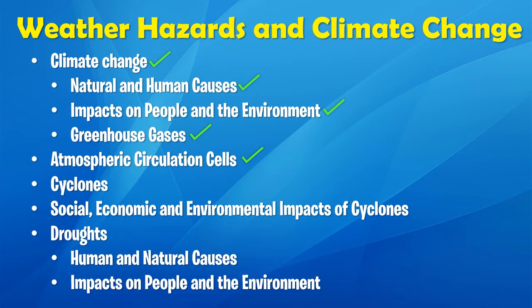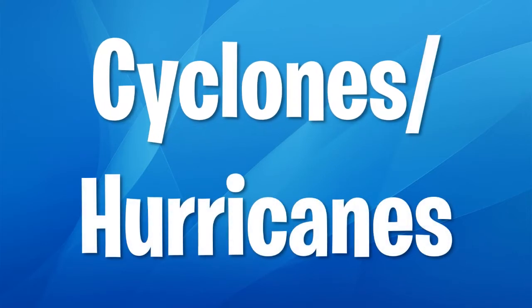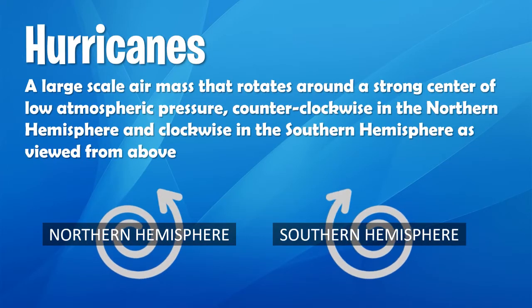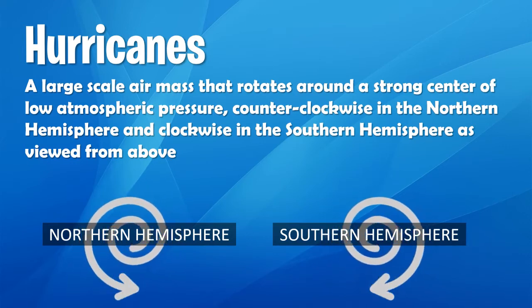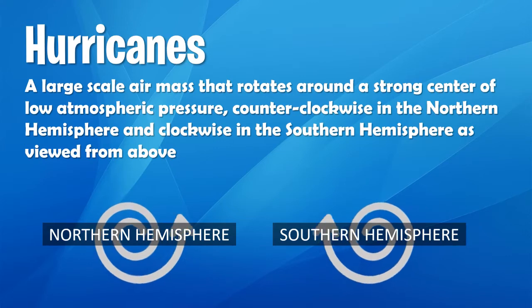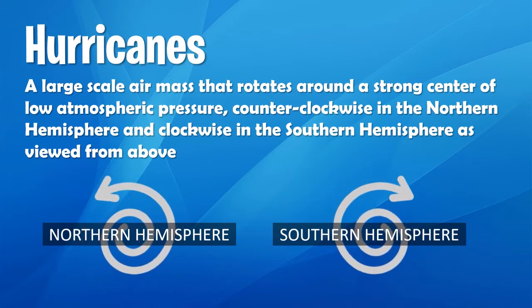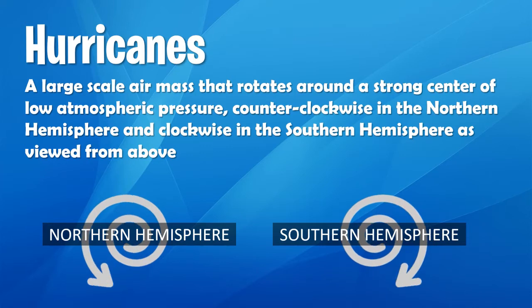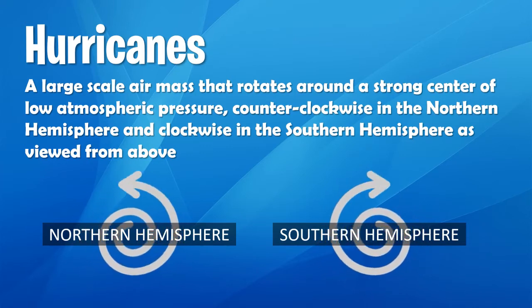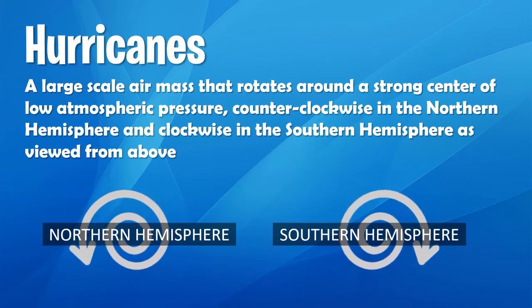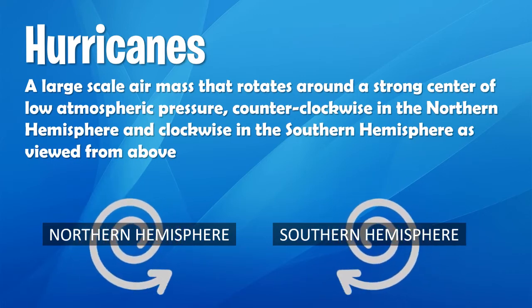Now let's have a look at cyclones, also known as hurricanes, depending on where they form. Now, for the sake of shorthand, I'm going to be using the term hurricane. So essentially, a hurricane is a large-scale air mass that rotates around a strong center of low atmospheric pressure. It goes counterclockwise in the northern hemisphere and clockwise in the southern hemisphere as viewed from above. So we can see a simple demonstration at the bottom. Northern hemisphere will go counterclockwise, southern hemisphere will go clockwise.